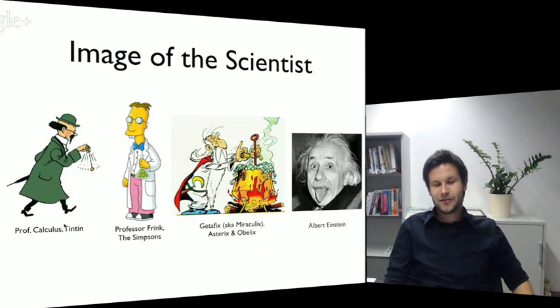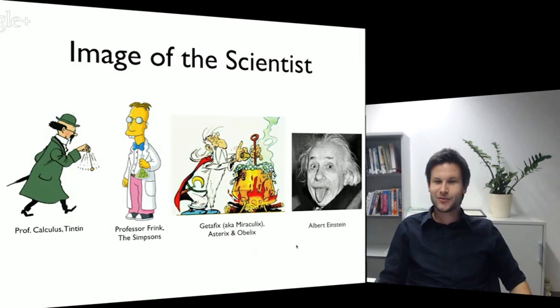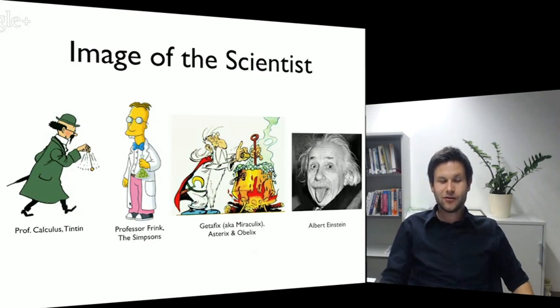So what do these guys have in common? I know this is not really interactive today, so I'm answering my own question, which is kind of weird. They all have in common that they're white males, or at least yellow, like Professor Frink from The Simpsons. But they also have in common that they're somehow crazy. And this is the picture of scientists in the general public.